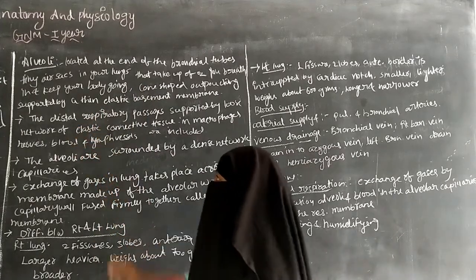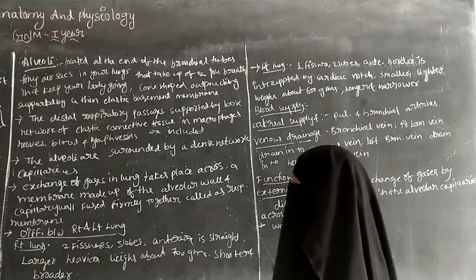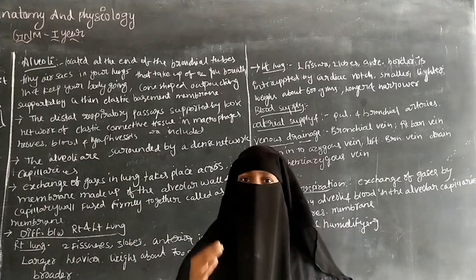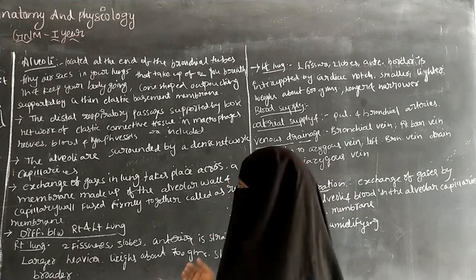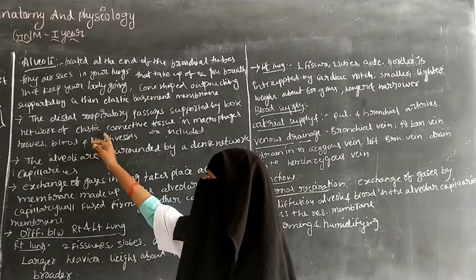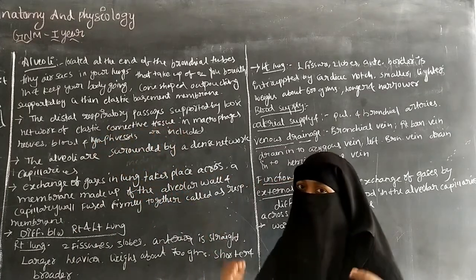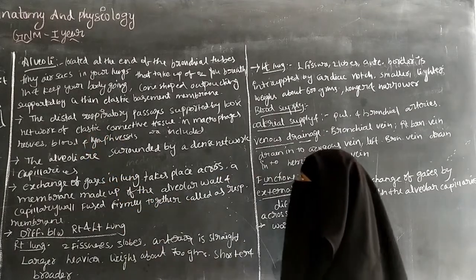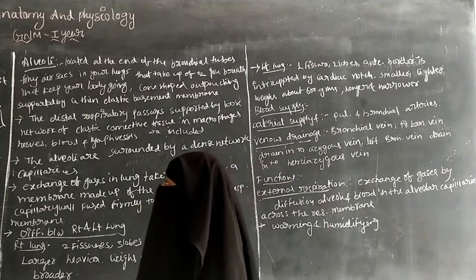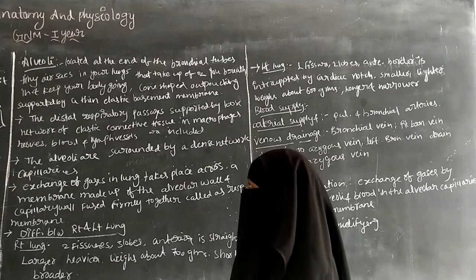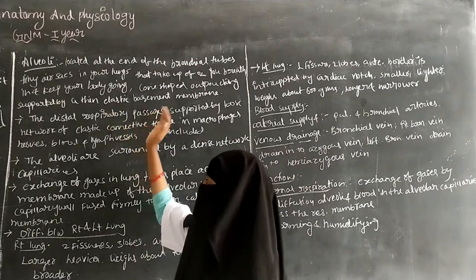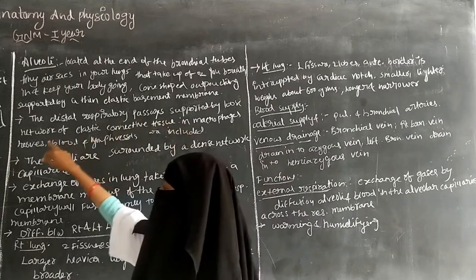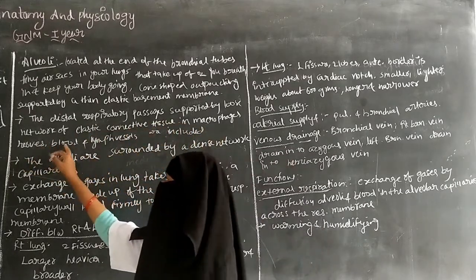And the next one is the distal respiratory passage, supported by a loose network of elastic connective tissue. Distal means the end part of the respiratory passage. This connective tissue includes macrophages, nerves, and blood and lymph vessels.